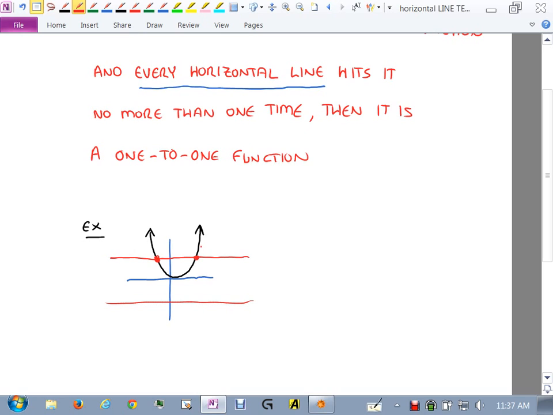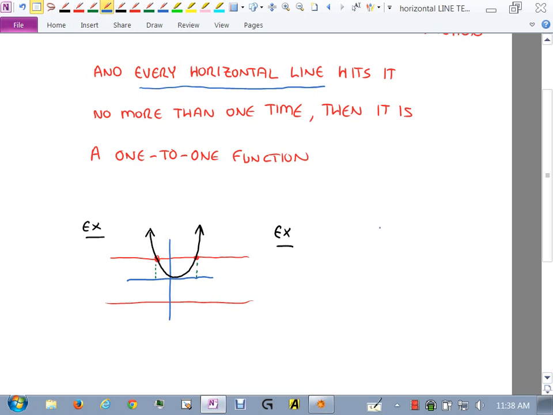And the way to think about it is, look, there's two inputs. There's an input over here that when you plug that in, it spits out a value that's this high, right? But when I plug in an input over here, it spits out the same value. So I have two different inputs going to the same output, the same height. So that's why the horizontal line test works. Here's another example.